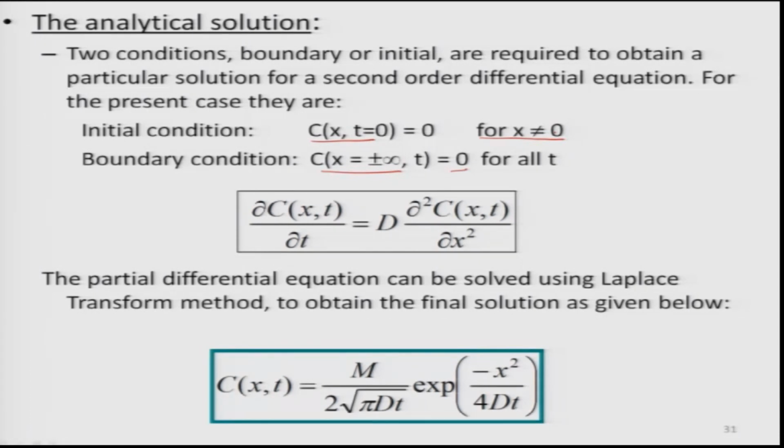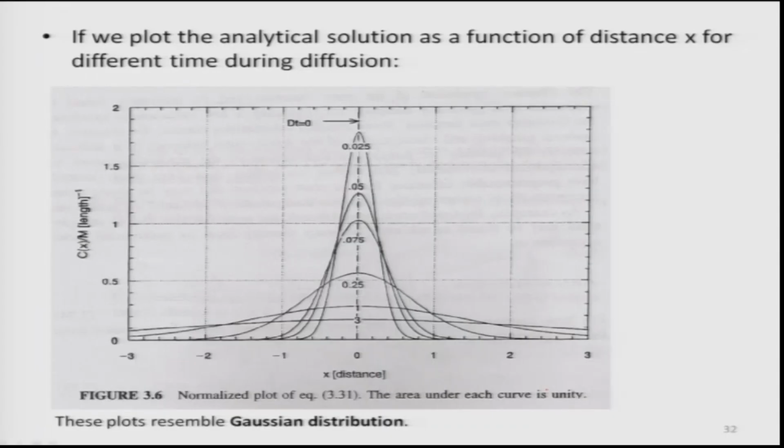That is nothing but the error function solution. What you are doing is basically M divided by 2 root pi Dt, exponential minus x square by 4 Dt. x square by 4 Dt is basically an exponential term here, and that value has to be calculated separately.